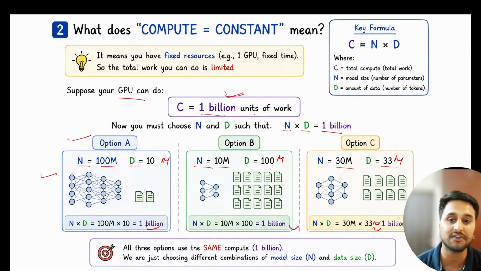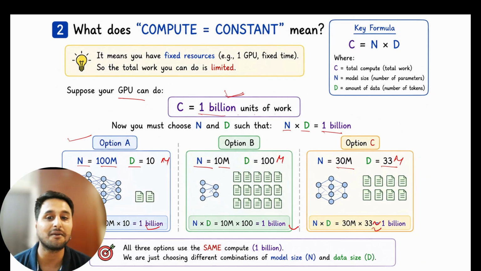We have three options. I want you to think about which option we will choose, which is the best option for us to train the language model, to train deep language models. In option A, we have so many parameters, because the N value is very high, 100 million parameters, but we have only 10 million tokens, which is too little. In option B, we have very few parameters, 10 million, but we have 100 million data tokens.